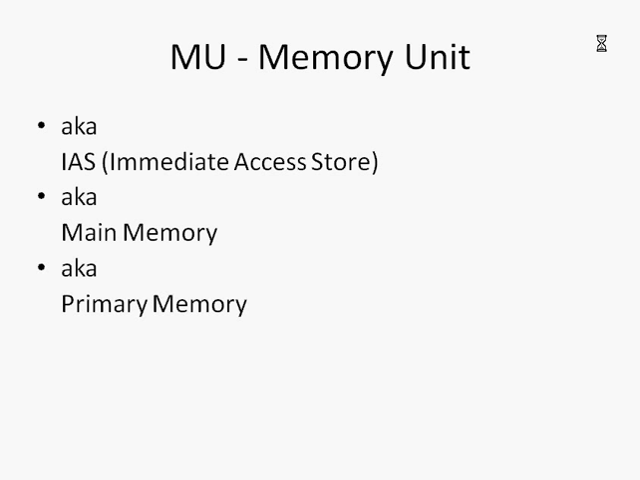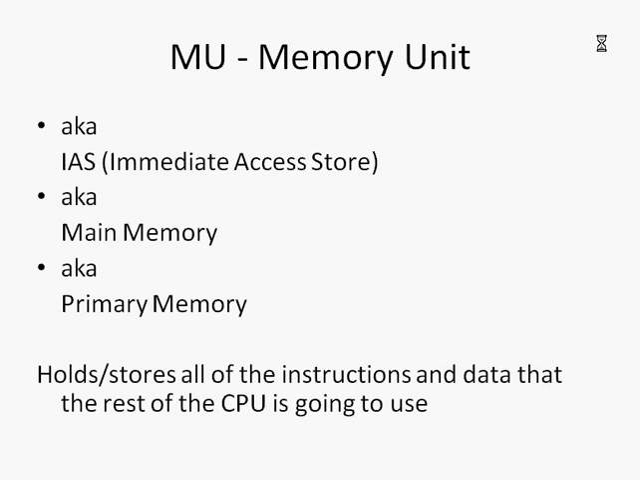The MU, the memory unit, also known as the IAS, the immediate access store, which we mentioned before, but we also might know it as main memory or primary memory. This holds and stores all of the instructions and data that the rest of the CPU is going to use. That's the definition of that one.